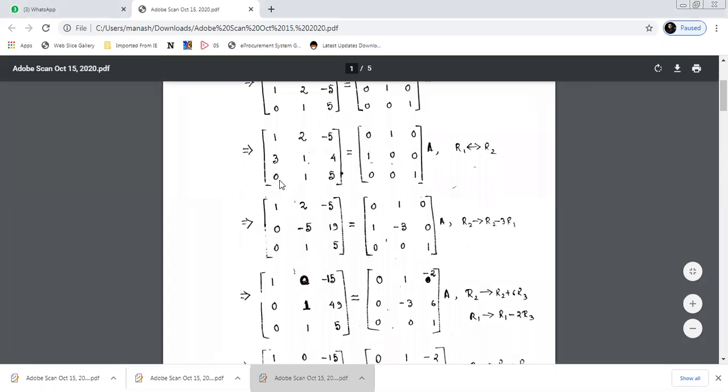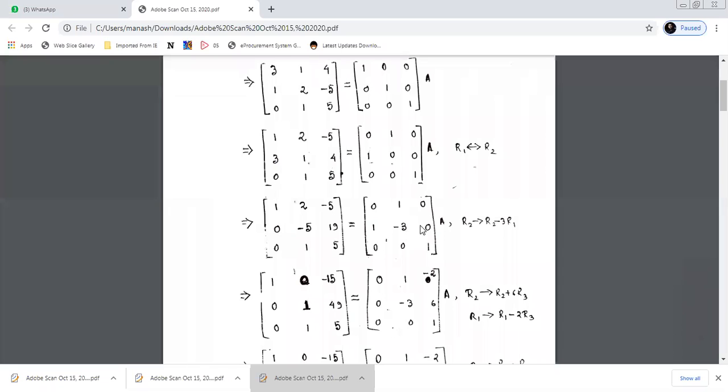Clear? So in the next step, you have to make the corresponding elements of the first column equal to 0. Okay. So how can we make this equal to 0? 3 minus 3 will become 0. So that's why 3 minus 3 into 1. We did R2 tends to R2 minus 3R1. So this 3 minus 3 will be 0.